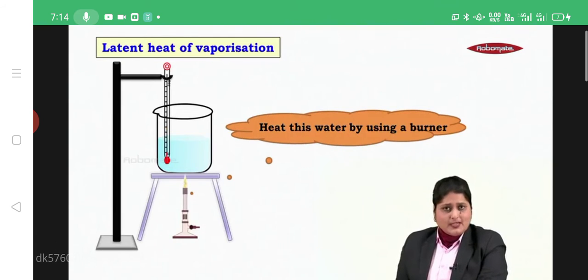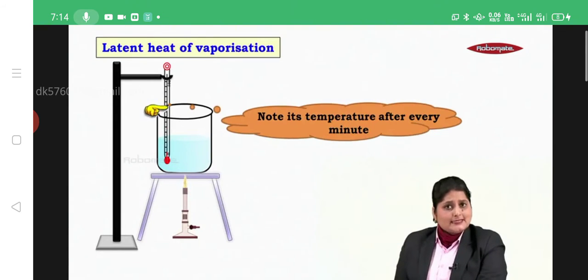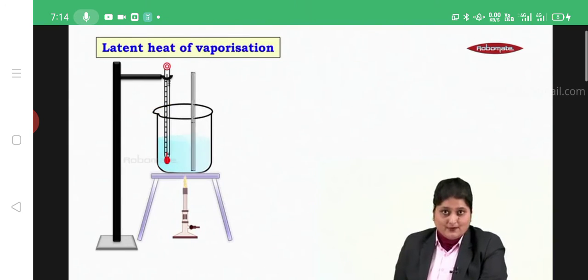After that, heat this water using a burner. Slow flame burner, remember that. The next step is to note its temperature every minute. Going on noting the temperature after every minute is a very important thing to do over here.